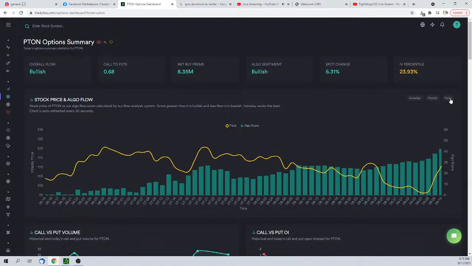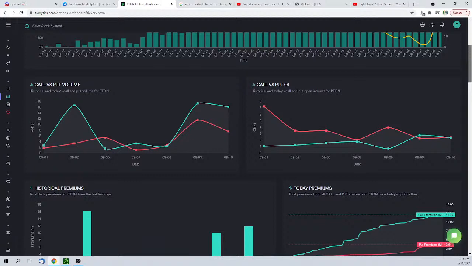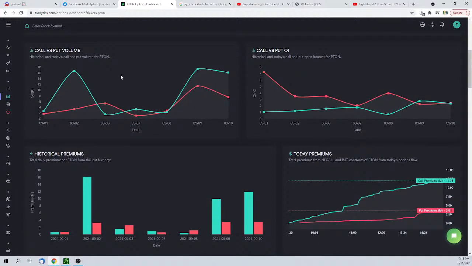It's the same thing, the daily. The algo lines are not showing up right now. So he is working on that. So I'll scroll down here. Call versus put volume each day. So we obviously had a lot more call volume.